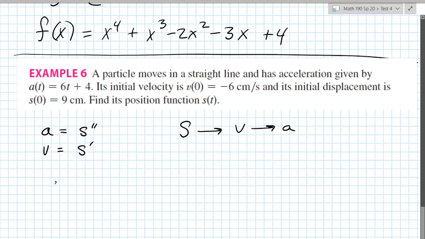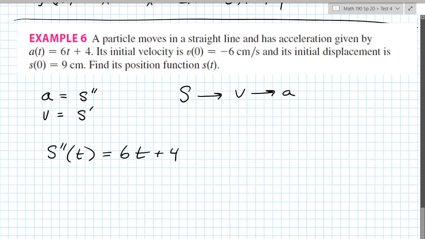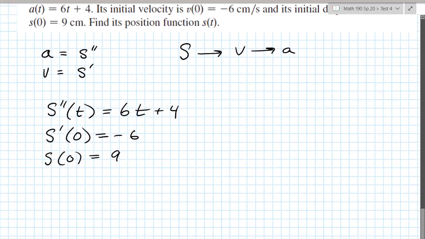So what we have is the acceleration s double prime of t equals 6t plus 4. That's given to us. Then it tells us the initial velocity is negative 6. So velocity is the first derivative, and it's telling us that. Then it tells us the initial position is 9. So now we have a question that looks similar to our previous problem, where we have derivatives of the function we're looking for. So we're looking for the s of t function.